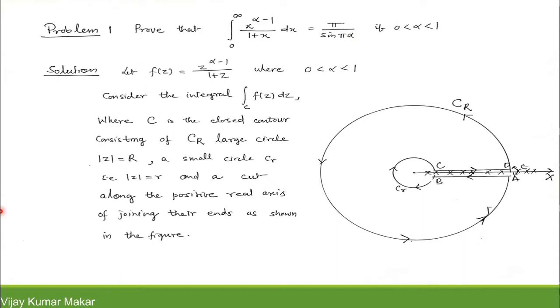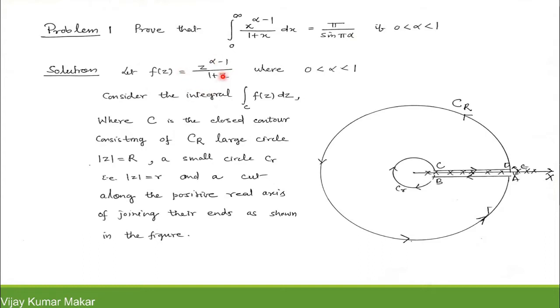Prove that the integration from 0 to infinity of x raised to power alpha minus 1 upon 1 plus x, dx, is equal to pi upon sin pi alpha, if alpha lies between 0 and 1. First we take a function f(z), analogous to the real valued function, z raised to power alpha minus 1 upon 1 plus z, where alpha lies between 0 and 1.